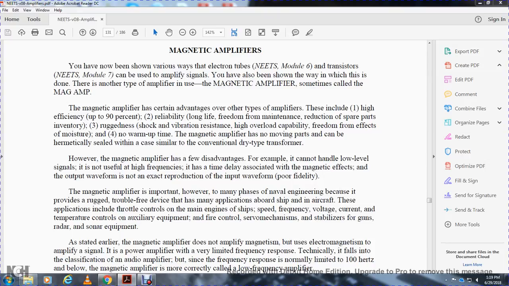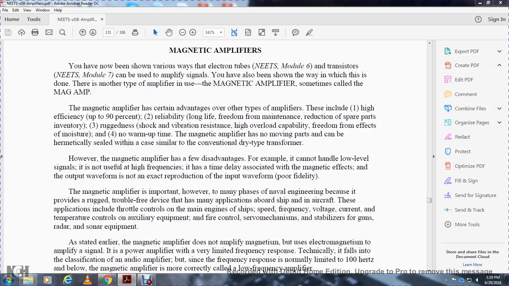There's another type of amplifier, the magnetic amplifier, sometimes called the mag amp. The magnetic amplifier has certain advantages over the other types of amplifiers. This includes: one, high efficiency, up to 90%; two, reliability, long life, freedom from maintenance, reduction of spare parts and inventory; three, rugged shock and vibration resistance, high overload capability, freedom from the effects of moisture; four, no warm-up time.